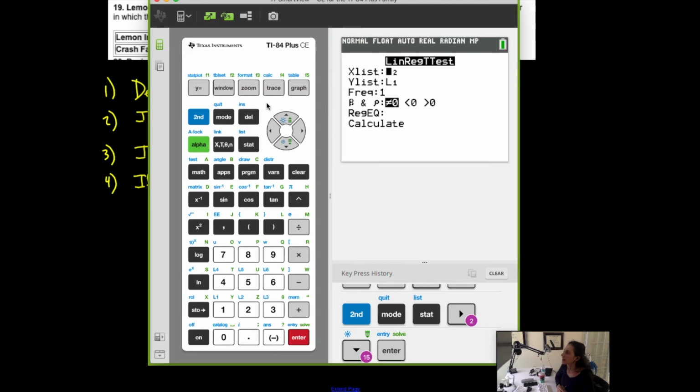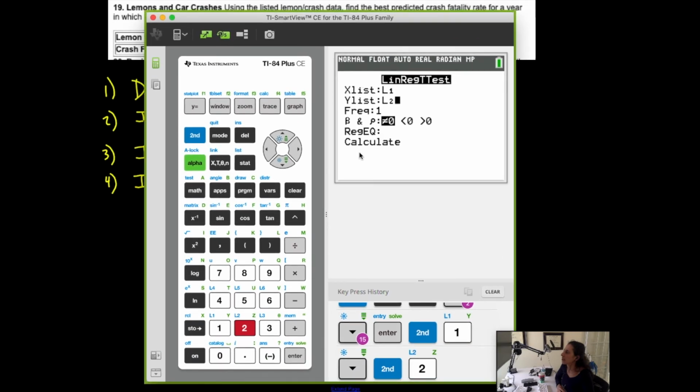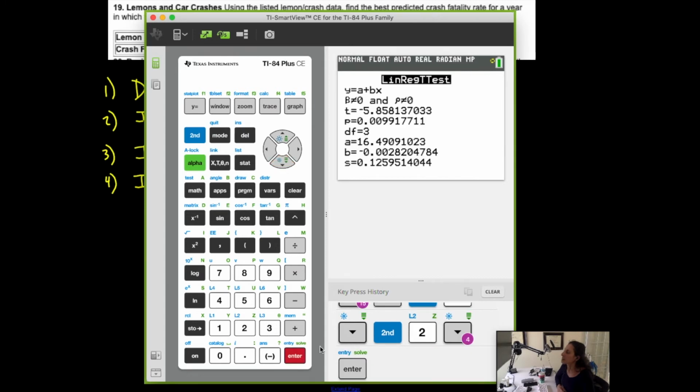My X list was in L1, right? I want to remember where that is. And my Y list was in L2. Again, I always label that to make sure that I have that. And then you're not changing anything here. The frequency is 1, and it's always going to be two-tailed because you want to know whether there is correlation or not. Leave that blank. Give me a second.